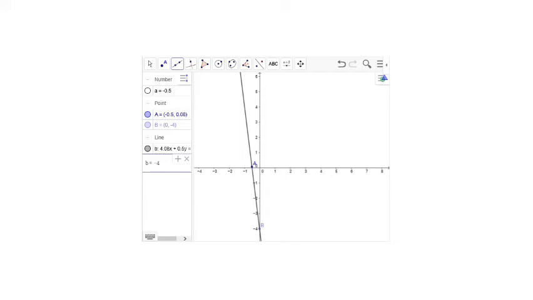It's even giving us what the equation is. Okay, so we graphed using an x-intercept at minus 1/2 and a y-intercept at minus 4, and there's the graph of our line.